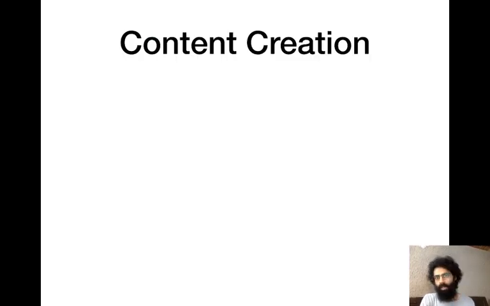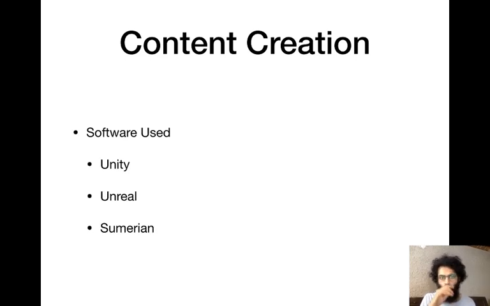A little bit about content creation. There are different software used, like Unity, which is one of the most popular tools that people use to create content for games or for VR, for AR. Unreal, the game PUBG was actually made on Unreal, and the same tool can be used to make VR or AR games. Amazon also has their own game engine studio, which is called Sumerian. But Unity and Unreal are pretty widely used.